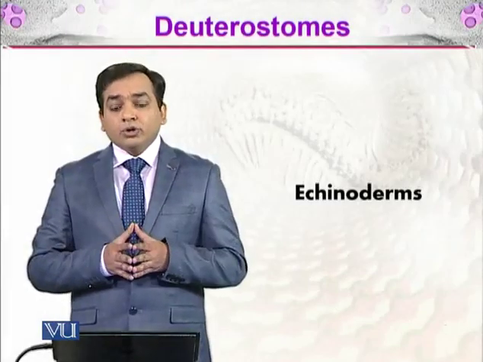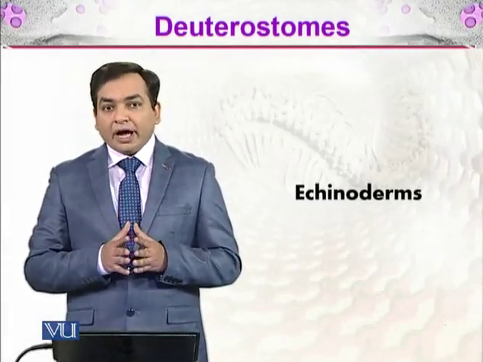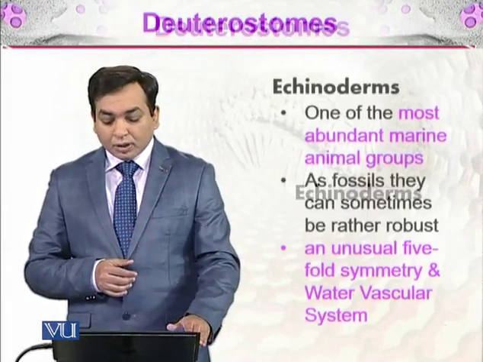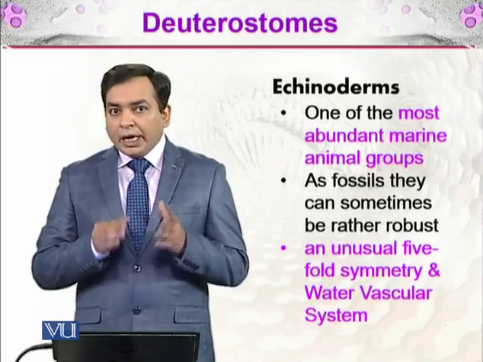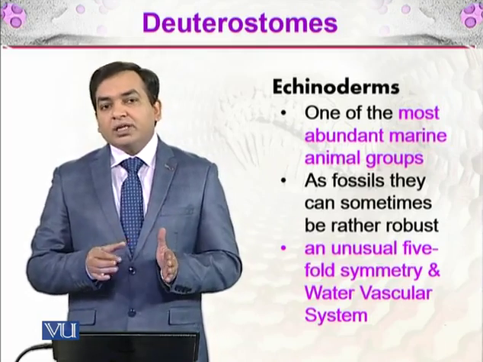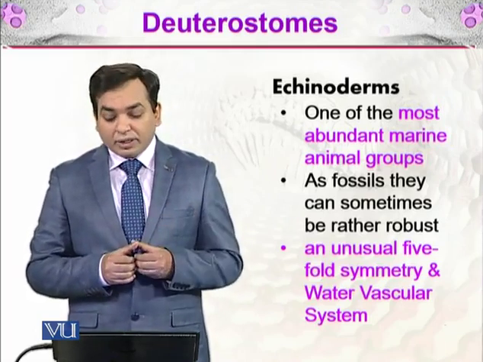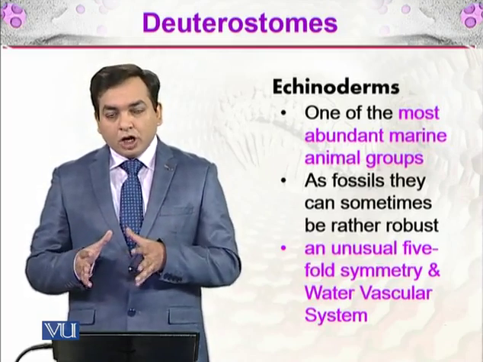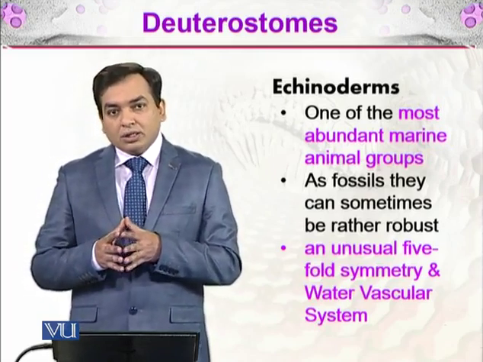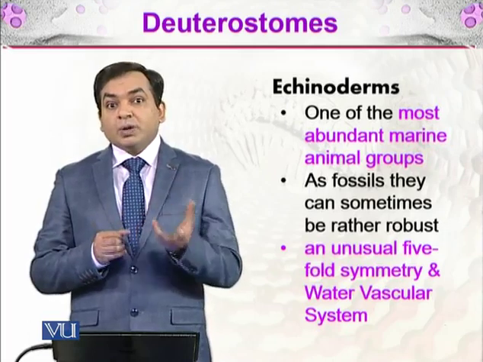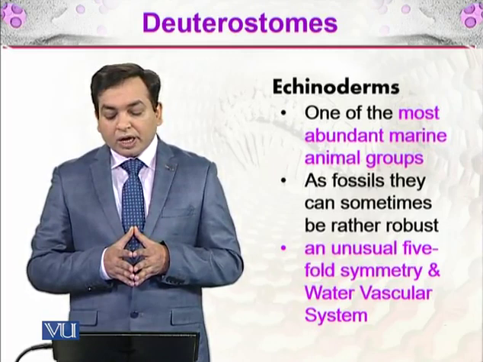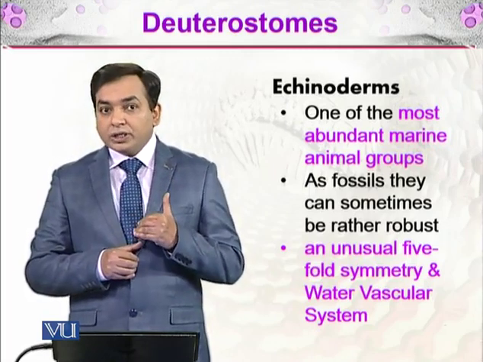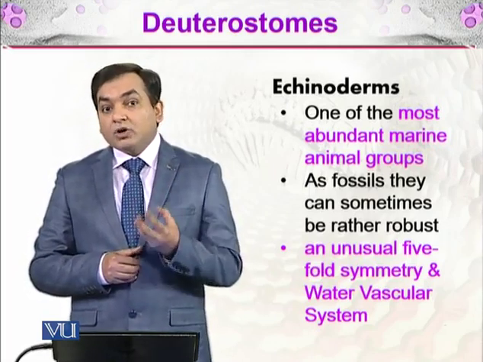In the deuterostomes, we will be talking about the echinoderms today. So echinoderms, what does the echinoderm mean? Echine means they have some spines, and derm means skin. So echinoderms are organisms which have spines on their skin.